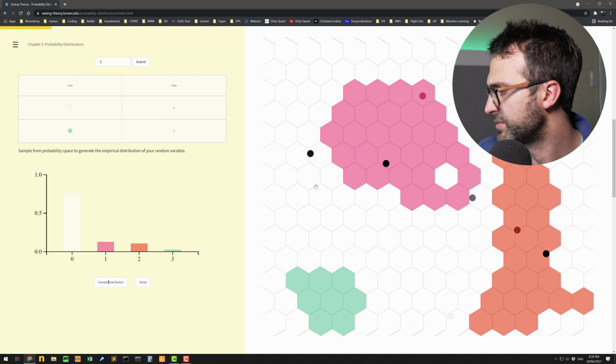I flip it again. All right, came out tails. Flip it again. Came out heads. So I had two tails, one head, a third, two thirds. Let's flip it 100 times. It's starting to stabilize. Another 100 times, 100 times, 100 times. Let's keep jamming it. Starting to approach 50-50.